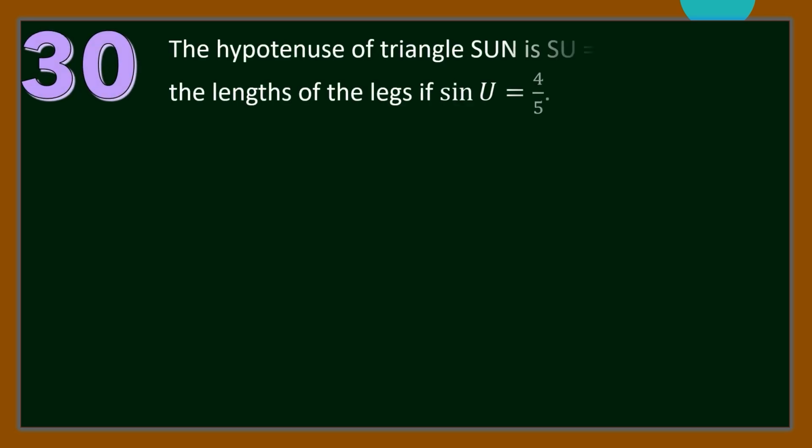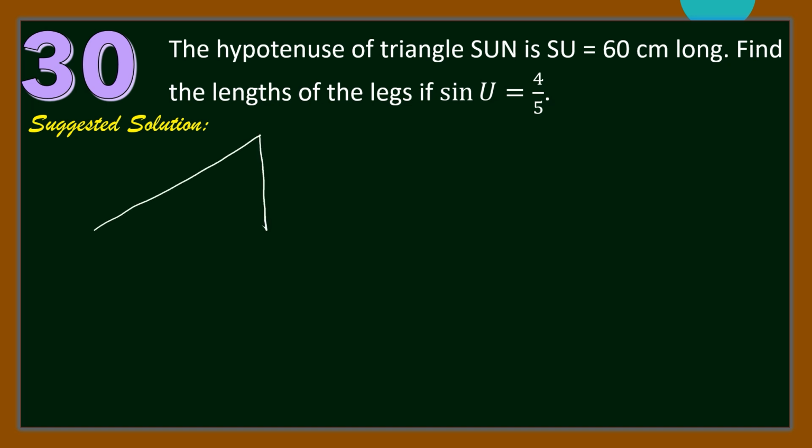Number 30. The hypotenuse of triangle SUN, SU, equals 60 centimeters long. Find the length of the legs if sine angle U is equal to 4/5. For our solution, let us draw the right triangle SUN, where SU is the hypotenuse. And SU is equal to 60.